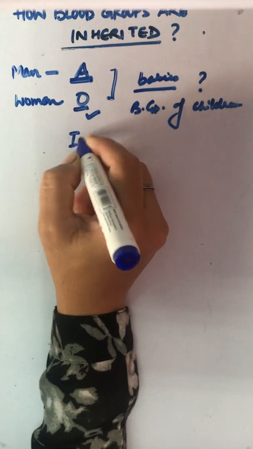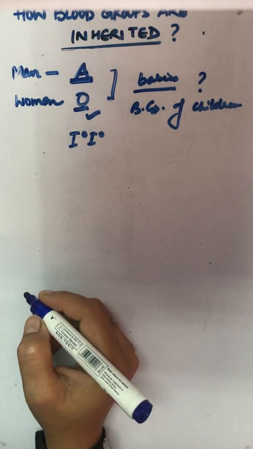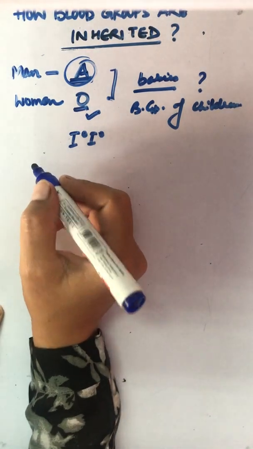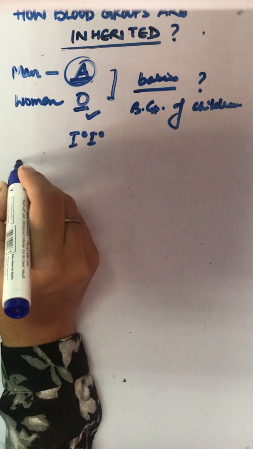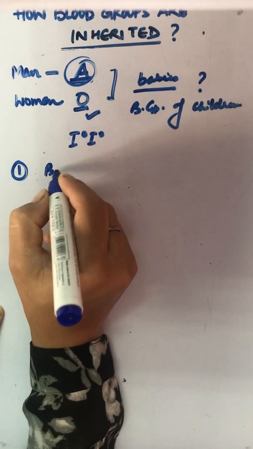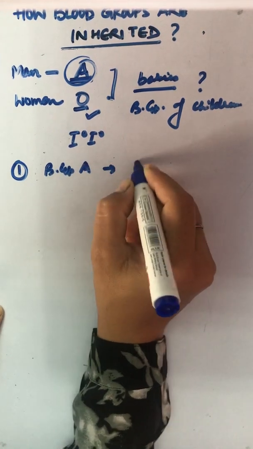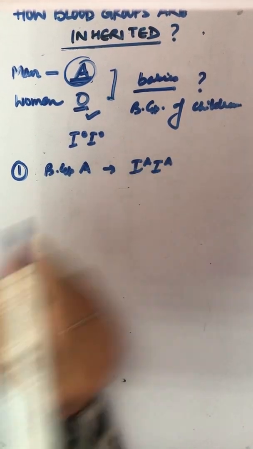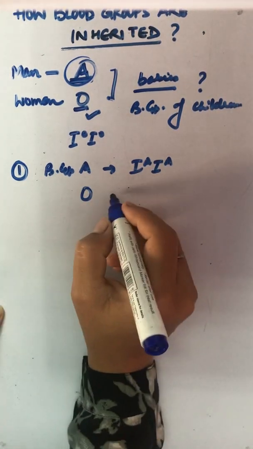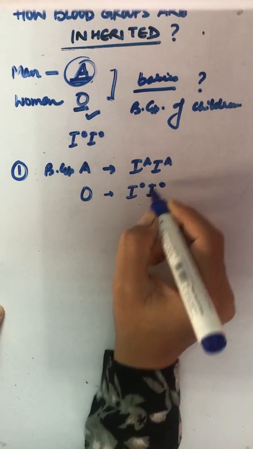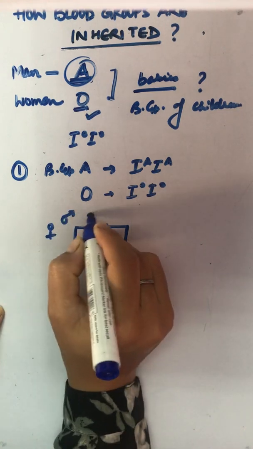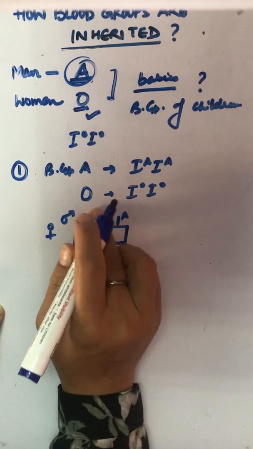For O, we know the combination is always IO and IO. But for A, we do not know what the genotype will be. So let's consider two examples. In the first example, if we take that blood group A has genotype IA and IA, and the woman's blood group O has genotype IO and IO, carrying out a cross in a Punnett square combination.